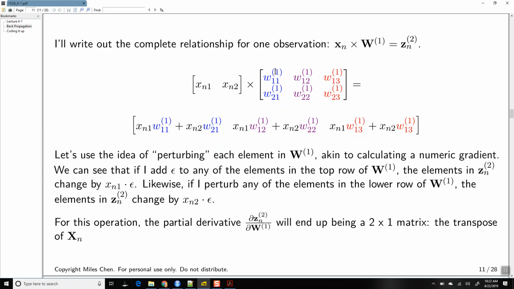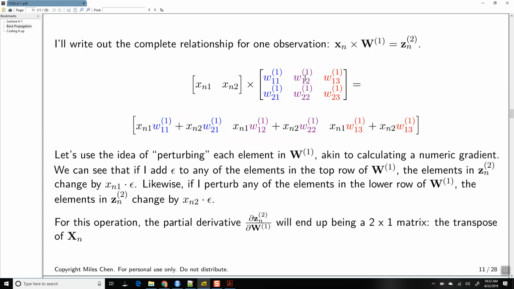if we go through here and we just perturb, or we just add a tiny little epsilon to this, and we see how much does it change z, okay, we can see that if I add a tiny bit of epsilon to any value on the top row, it's going to alter z by x1 times epsilon, right? So if I add a tiny epsilon to w11, it's going to change by xn1 times that epsilon.